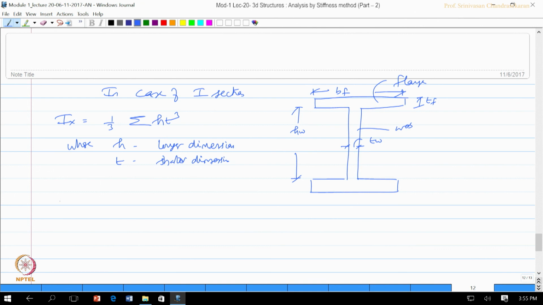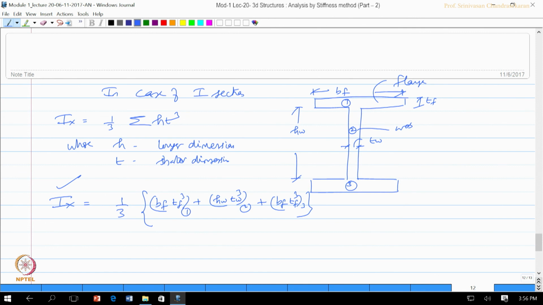Having said this, now I can find the torsion constant for this I section as 1/3 of, h is the longer one, let us call these member 1, member 2 and member 3. For member 1 it is going to be B f T f cube. Then for member 2, the longer one is h w T w cube, plus again for member 3 it is B f T f cube. So, I can find the torsional constant approximately using this relationship.